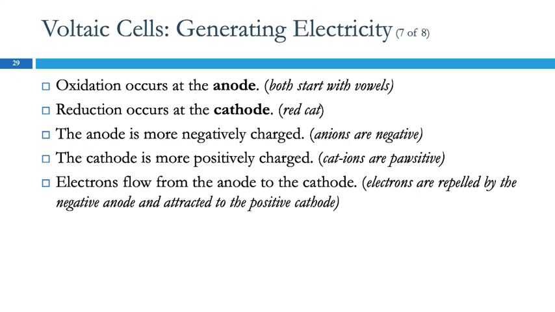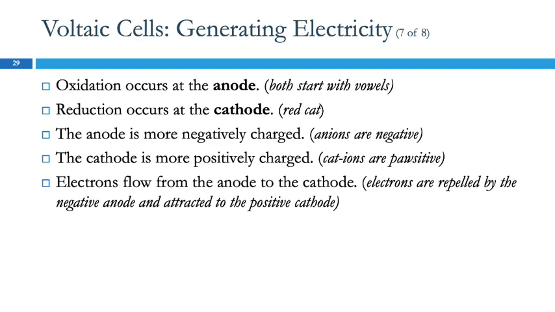I remember that by thinking about, well, anions are negative. Anions, anode, the anode is the negative one. The positive one is the cathode. Cations are positive, right? Positive. So the electrons are going to flow, yeah, right. I wasn't getting a laugh, so I had to kind of emphasize that one.